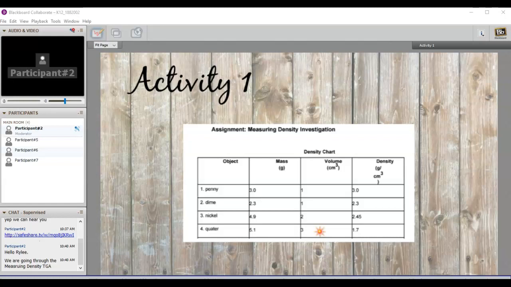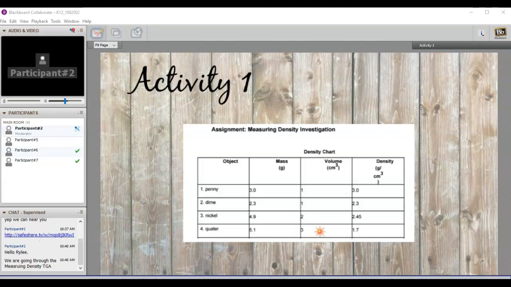All right, so give me a green check if you have got your data table filled in. Perfect, thanks Riley. Cameron's ready. And Dylan's ready, great.